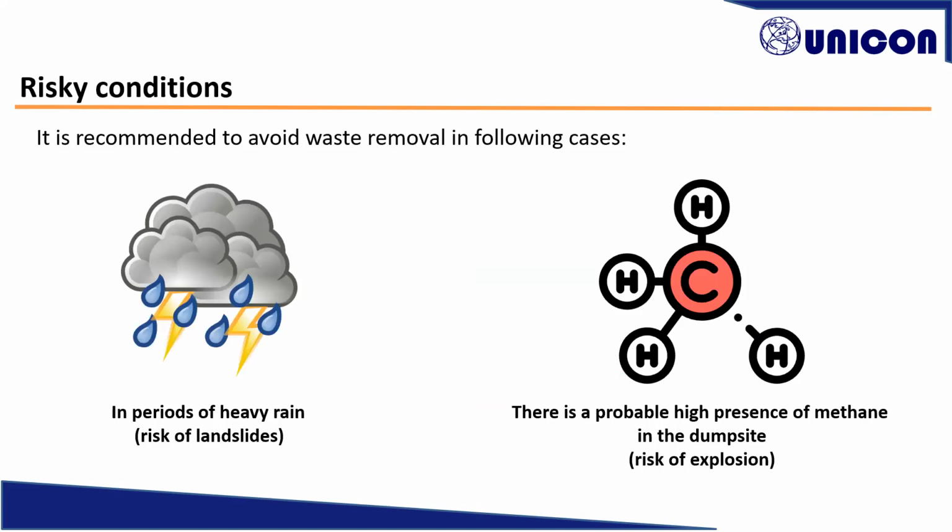It is recommended to avoid waste removal in periods of heavy rain, because in this case, there is a high risk of landslides. And it is also recommended to avoid waste removal when there is a probable high presence of methane in a dump site due, for instance, to a high content of organic matter. In this case, there is a risk of explosions. That's the reason why you shouldn't remove waste in this case.